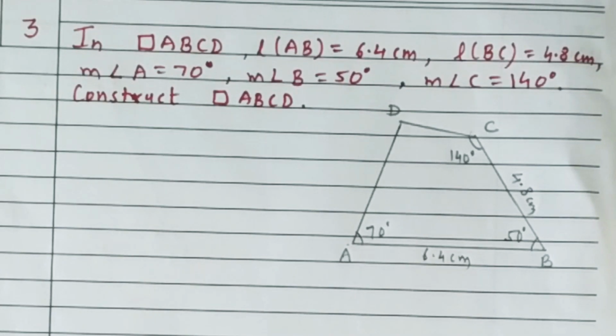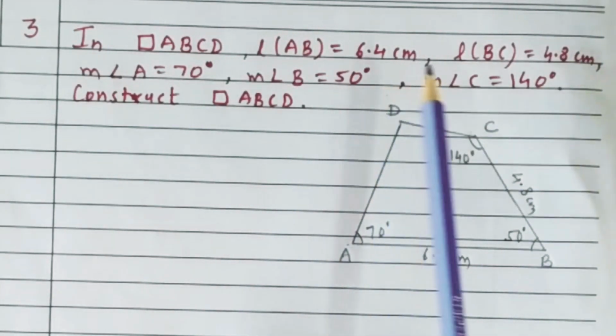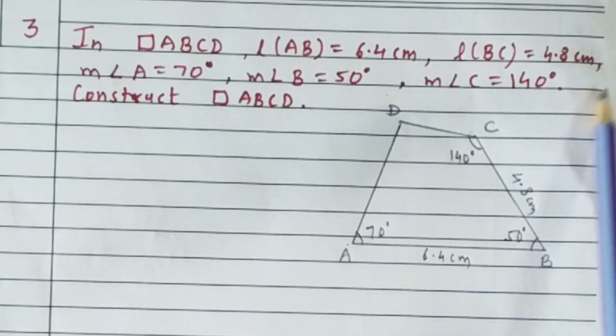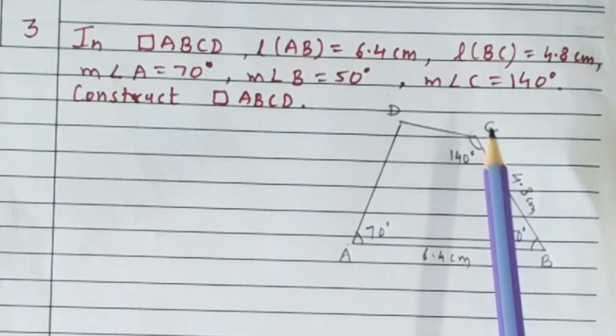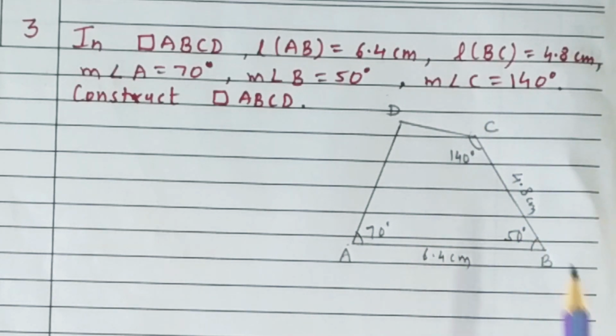Third example: in quadrilateral ABCD, length AB is equal to 6.4 centimeter, BC is equal to 4.8 centimeter, angle A is 70 degree, angle B is 50 degree, angle C is 140 degree. Construct quadrilateral ABCD. To construct a quadrilateral, measurements of its 5 elements should be given. The requirement is 5 elements, so 3 angles and the measure of 2 sides are given. So we can construct the quadrilateral.